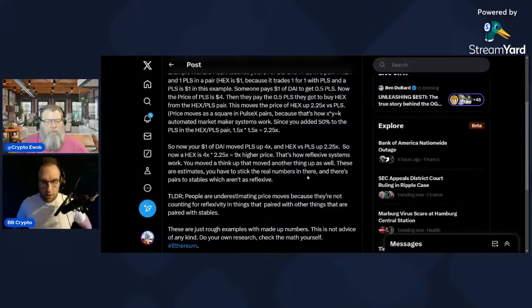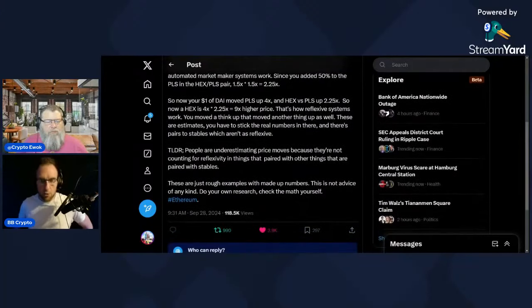These are estimates. You have to stick to the real numbers in there, and there's pairs to stables which aren't as reflexive. So TLDR, people are underestimating price moves because they're not accounting for reflexivity in things that are paired with other things that are paired with stables. Rough examples here. This is not advice of any kind. Do your own research.